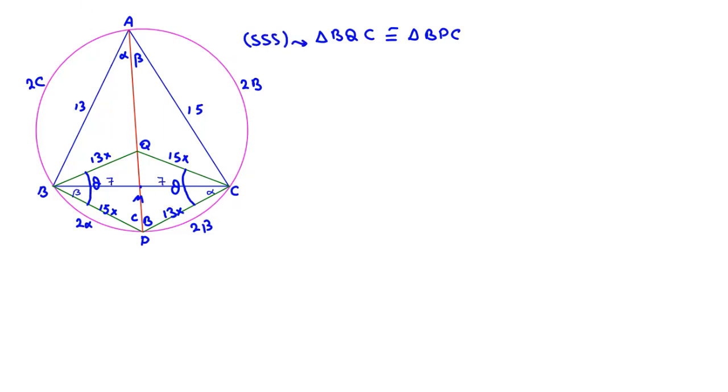So we can say because it is beta 13x, it is also beta. Let me show it is also beta. And because it is alpha, C is 15x, here it will be alpha. So theta is beta plus alpha. We can erase theta. Now we found all these angles.